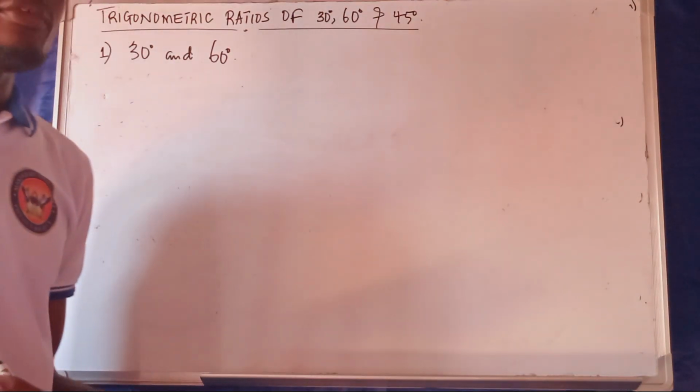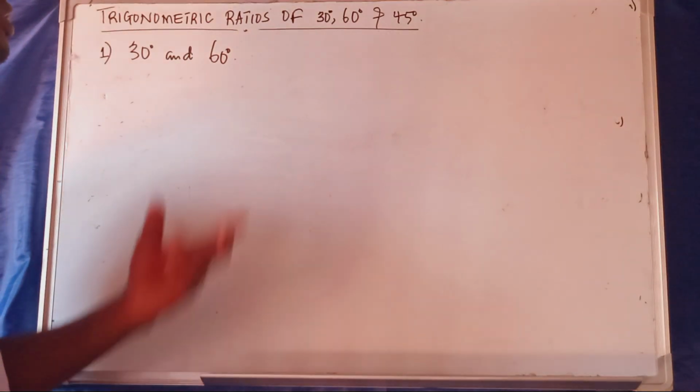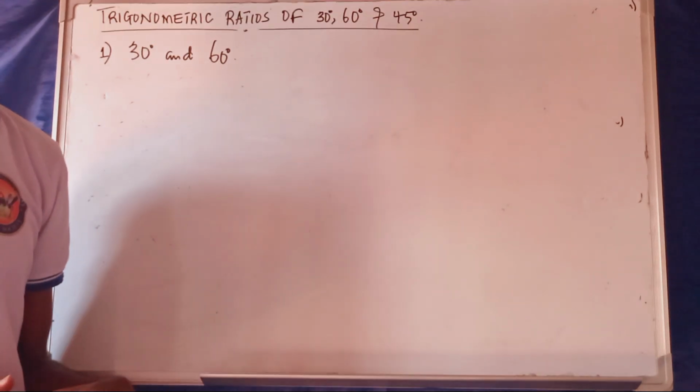So welcome everyone once again. Today we are talking about the trigonometric ratios of 30 degrees, 60 and 45.